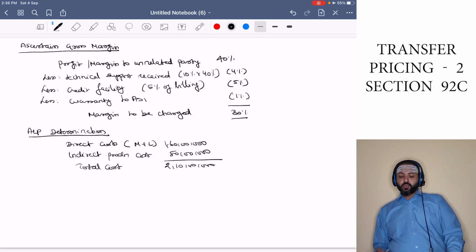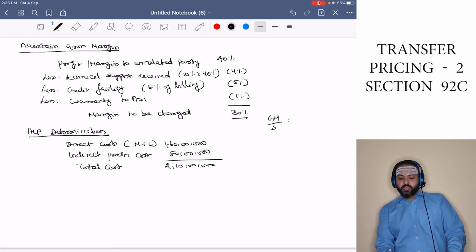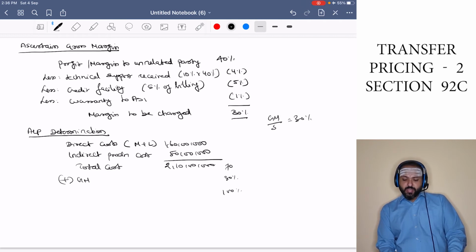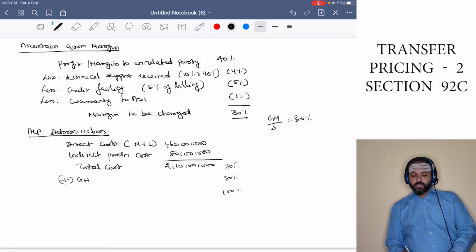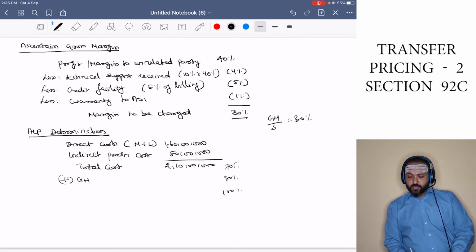2 crores 10 lakhs. Now the gross margin that we have found out is 30%, which means what? Gross margin by sales is equal to 30%. So add gross margin, this is 30%, this is 100%, and this is 70%, correct? 70% is the cost, 30% is the margin, 100% is going to be the arm's length price. So this is 90 lakhs. Therefore, 3 crores should be the arm's length price.